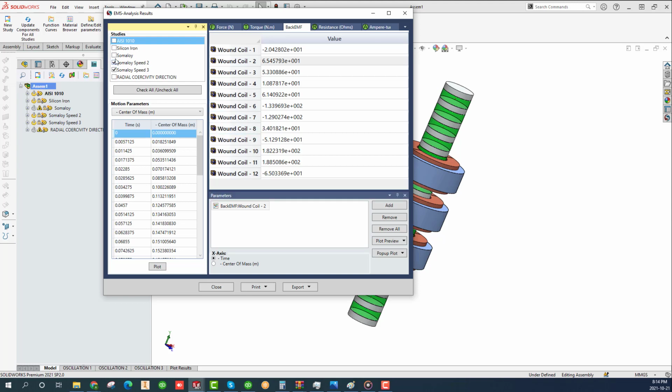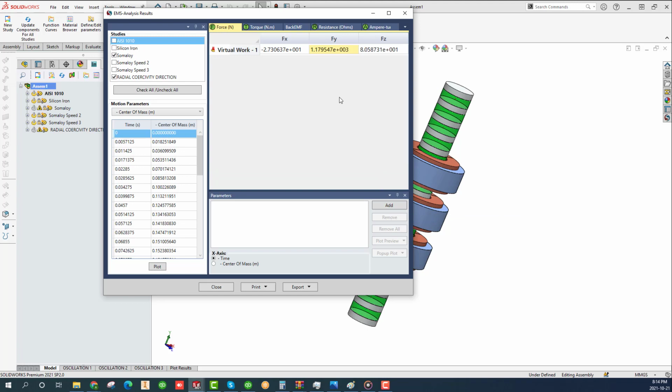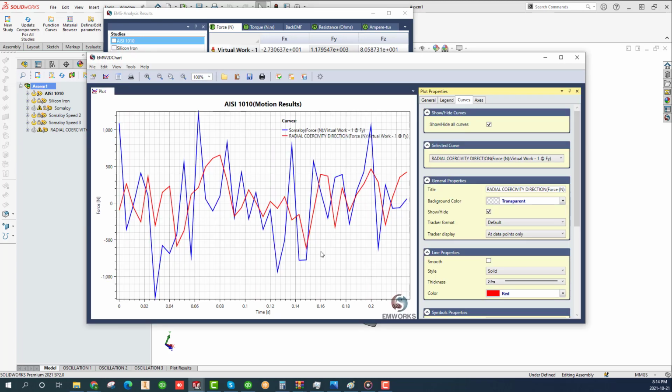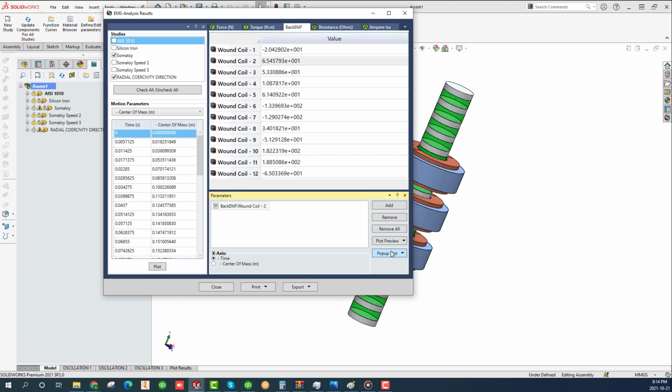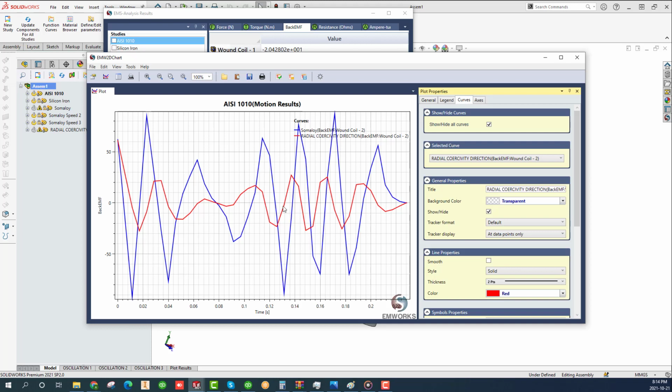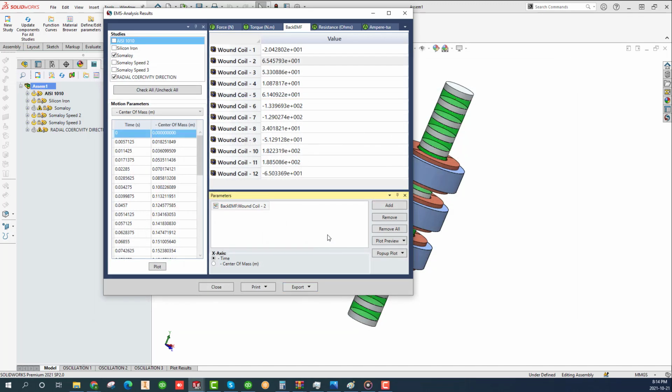We can also compare the effect of the magnetization direction. All of the 6 studies have an axial magnetization along Y, except the radial coercivity direction study, which has a radial magnetization direction, of course alternating between plus rho and minus rho. We can again compare the cogging force and back EMF, following the same procedure. We can see that the cogging force is much smaller for the radial coercivity. However, the back EMF is also smaller. Again, it is a trade-off.